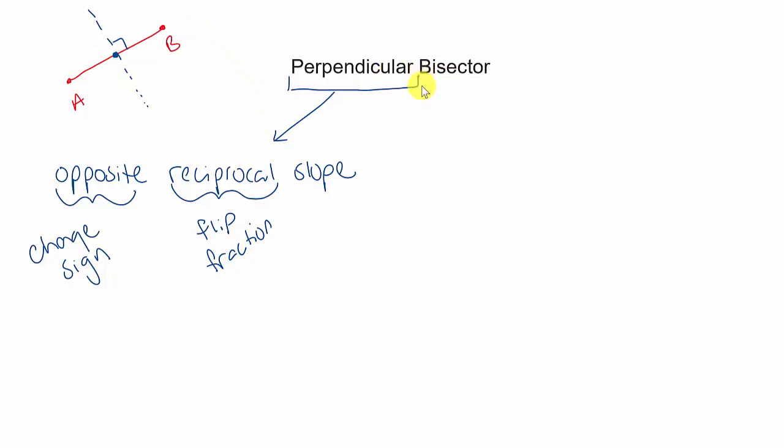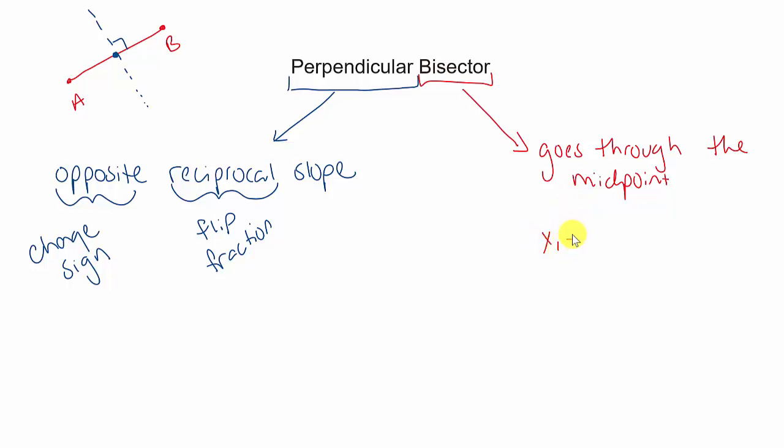Now, bisector means that it bisects or goes through the midpoint. So we have to find the midpoint of our given line, and then we will use our new slope and our midpoint in order to write the equation of the line. Now, the formula for midpoint is (x1 plus x2) divided by 2, and (y1 plus y2) divided by 2. And that makes a coordinate pair. That gives us a point on our perpendicular bisector.